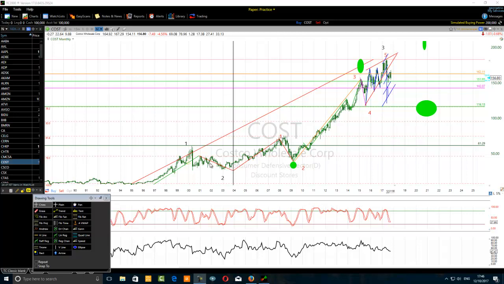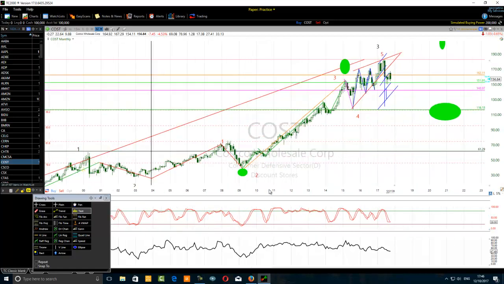Alright. The internal waves of the ending diagonal are 3. Now, you have to understand that we are saying 3 five times. So 1, 2, 3 down, 1, 2, 3 up, 1, 2, 3 down, 1, 2, 3 up, 1, 2, 3 down, 1, 2, 3 up, forming the ending diagonal.